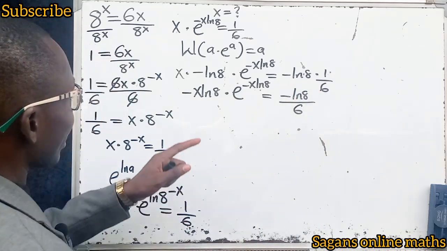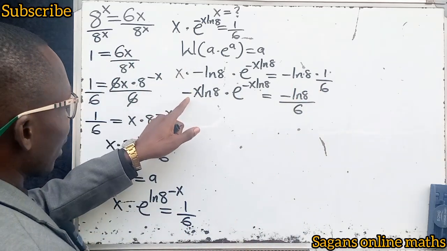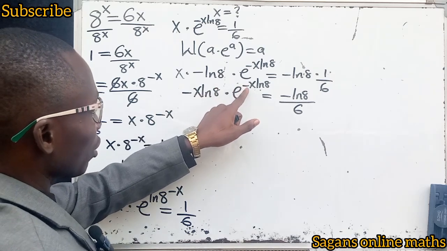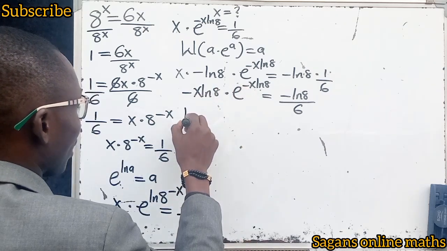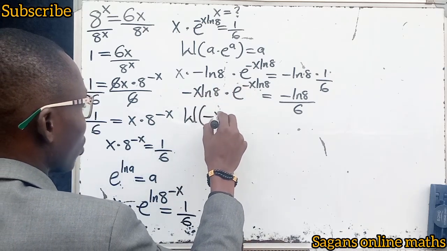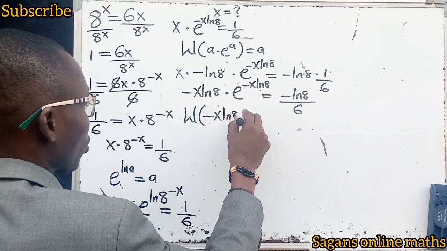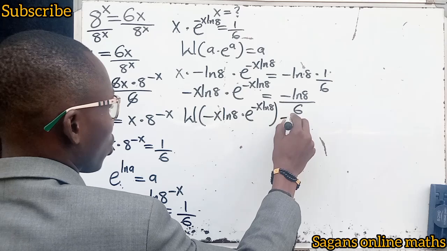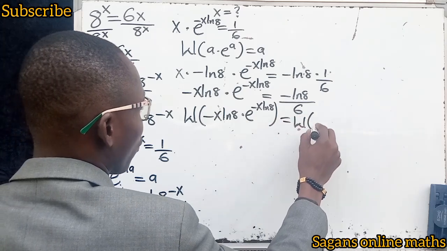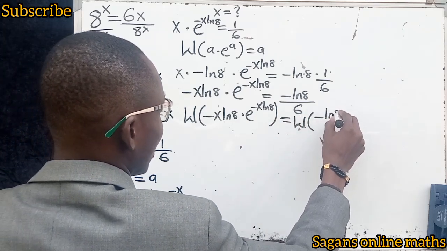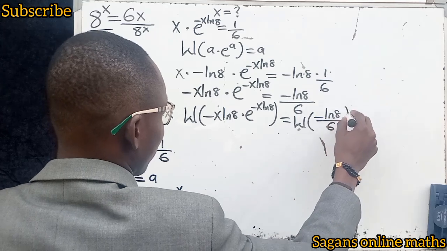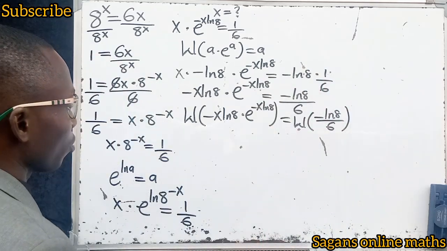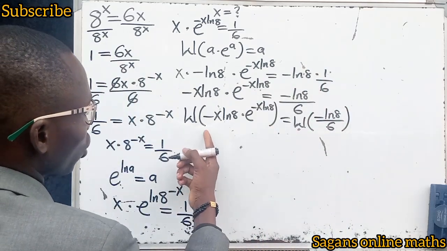Now for here we can take the Lambert function, because consider minus ln 8 is equal to the exponent here, which is minus x ln 8. That means the Lambert function of minus x ln 8 multiplied by e to the power minus x ln 8 equals the Lambert function of minus ln 8 divided by 6. Now you can see that we are taking the Lambert function on both sides.